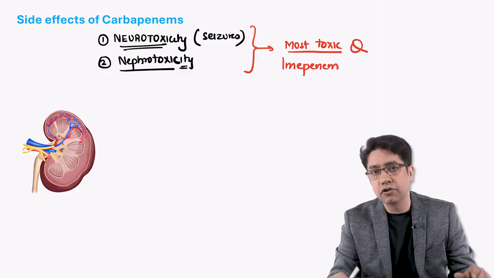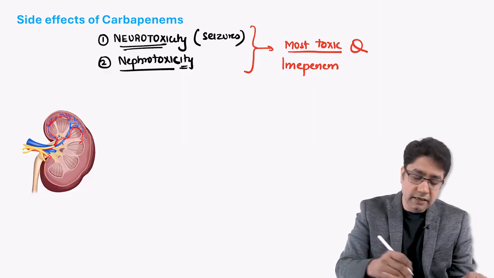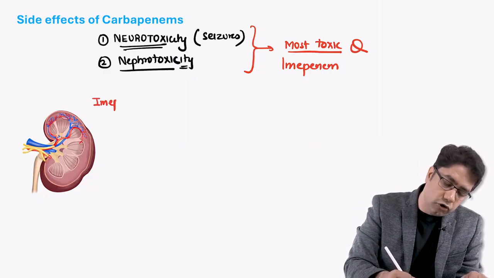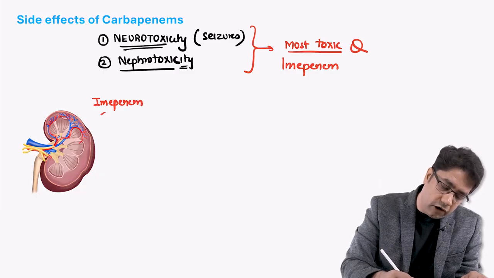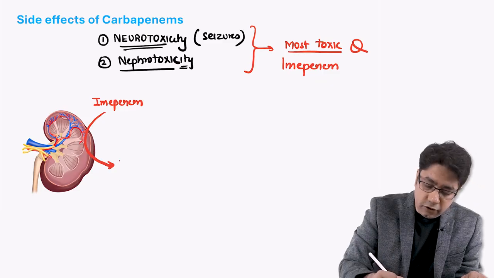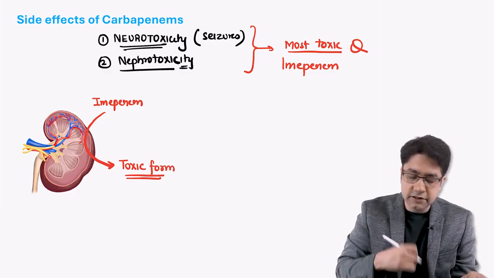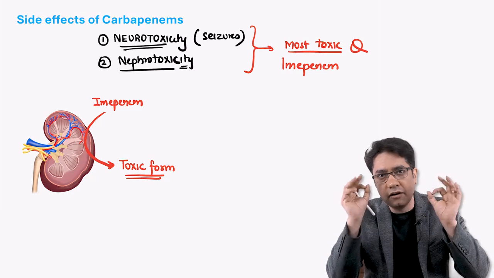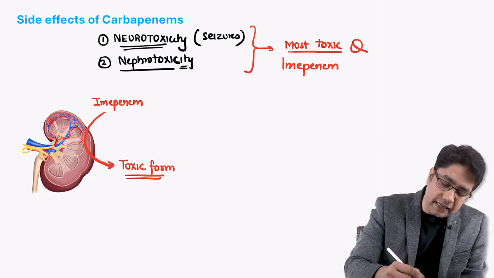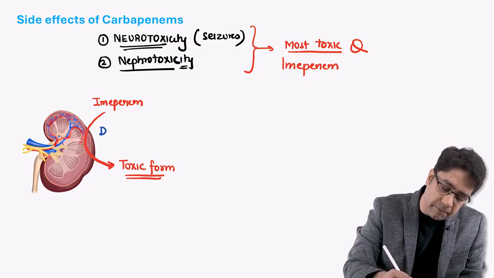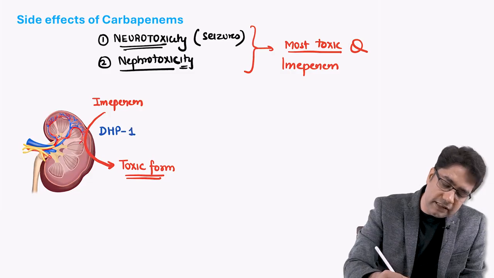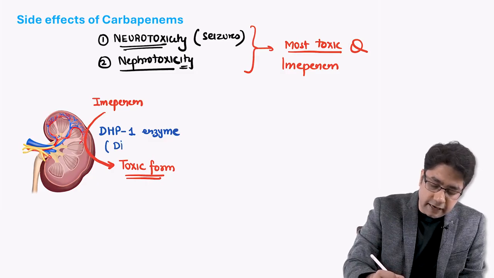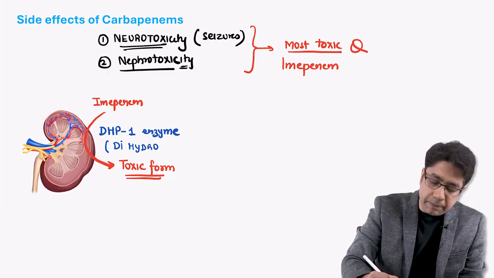Now, how is imipenem toxic? Let's understand this part. Sir, this imipenem goes to the kidney, and from the kidney, it gets converted into a very toxic form. Kidney converts imipenem into a toxic form, which can damage the kidney, and can enter into the brain and cause neuronal damage. So there is an enzyme in the kidney which converts imipenem into the toxic form. The name of the enzyme is DHP-1 enzyme. DHP-1 stands for dihydropeptidase enzyme.